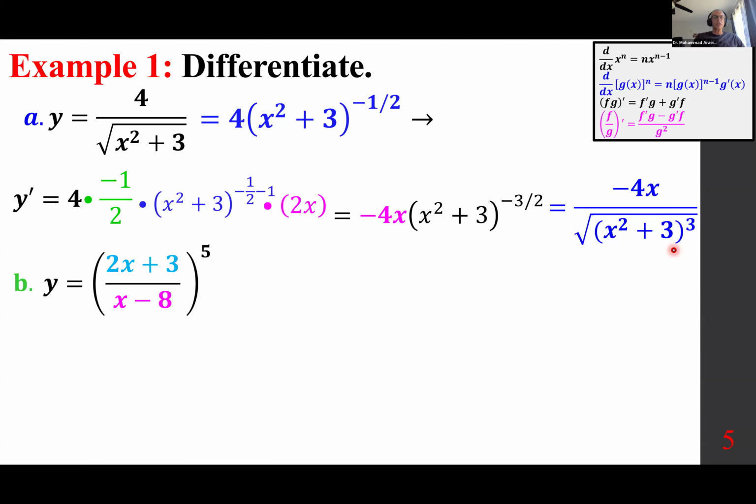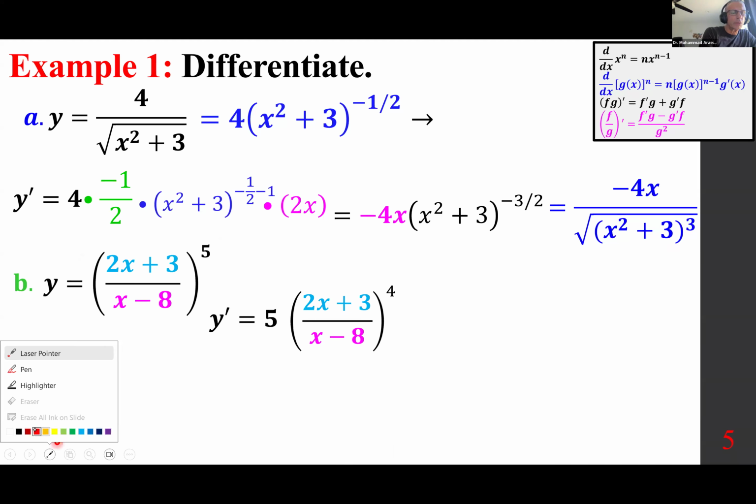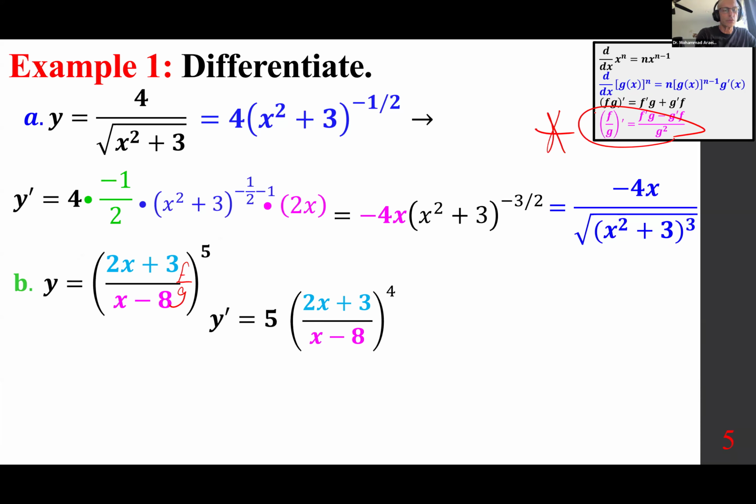Y equals 2x plus 3 over x minus 8 to the power of 5. We'll use the extended power rule. And the quotient rule is a combination of the two. So extended power or the chain rule, we start with number 5. Same thing to the power of 4. And now we need the quotient rule by calling this f over g and using the quotient rule, f prime g minus g prime f over g squared.